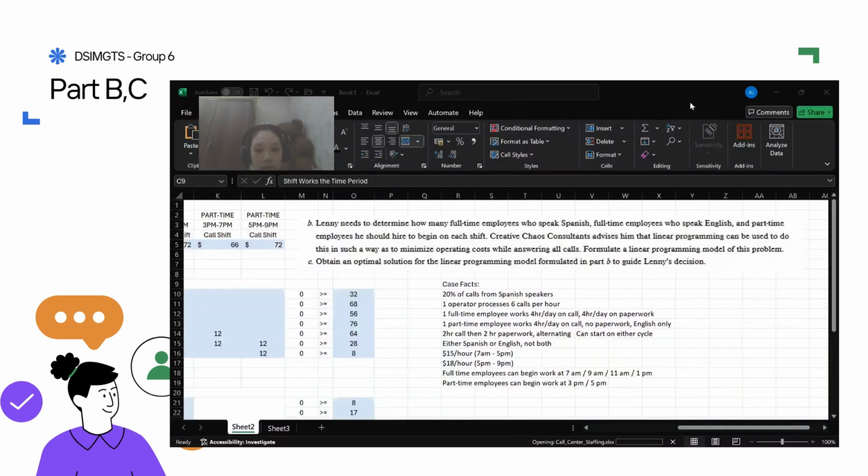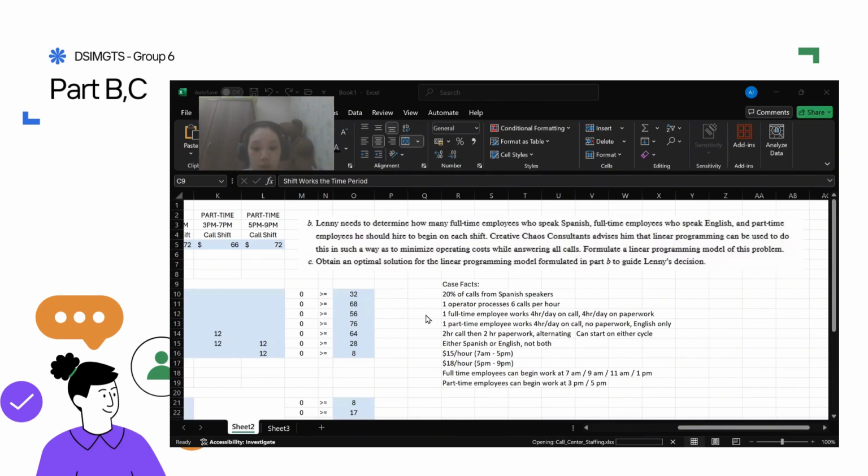Okay. For letter B and C for case study 5-3, letter B, the learning needs to determine how many full-time employees who speak Spanish, full-time employees who speak English, and part-time employees he should hire to begin on each shift. So we have to formulate a linear programming model of this problem. For the case facts, we have 20% of the calls are from Spanish speakers. One operator processes 6 calls per hour.